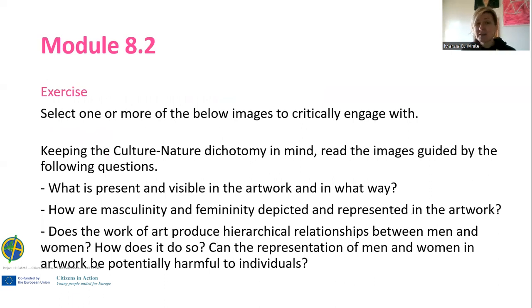We can now do some exercises. Select one or more of the below images to critically engage with. Keeping the culture-nature dichotomy in mind, read the images guided by the following questions that I suggest you write down. What is present and visible in the artwork, and in what way? How are masculinity and femininity depicted and represented in the artwork? Does the artwork produce hierarchical relationships between men and women? And how does it do that?